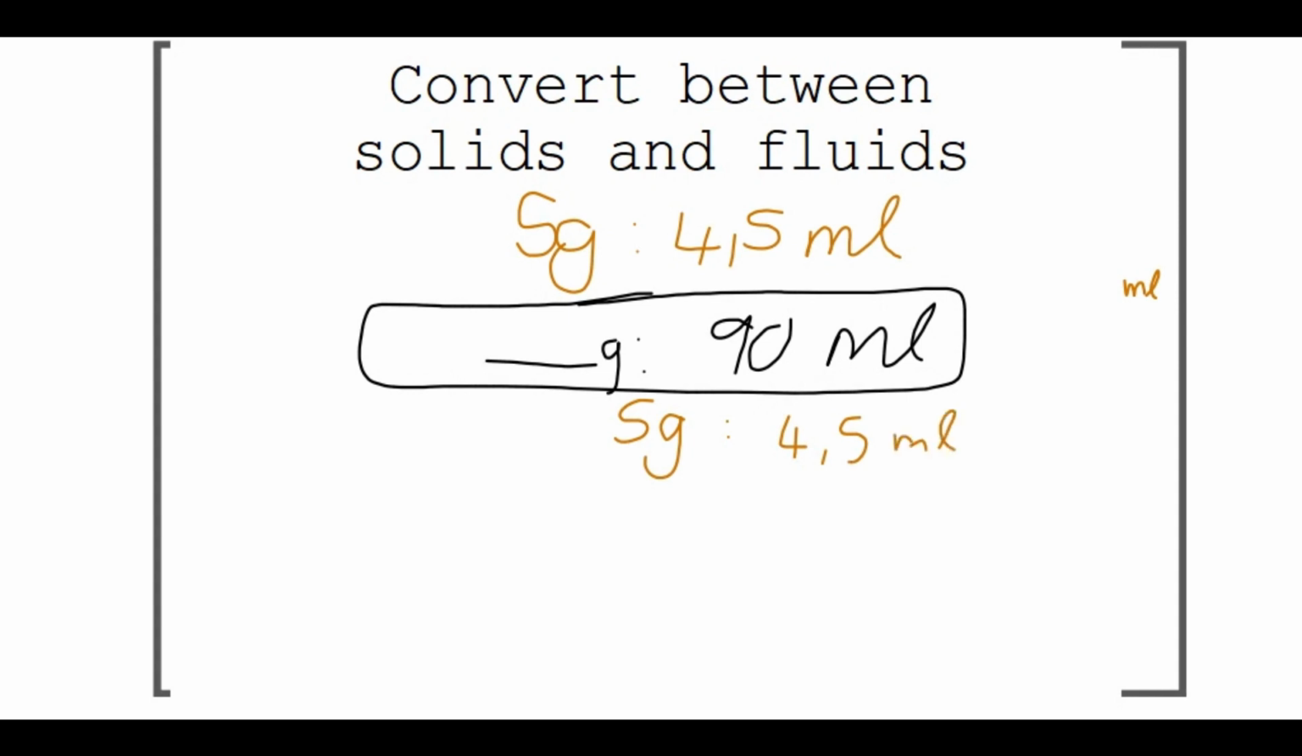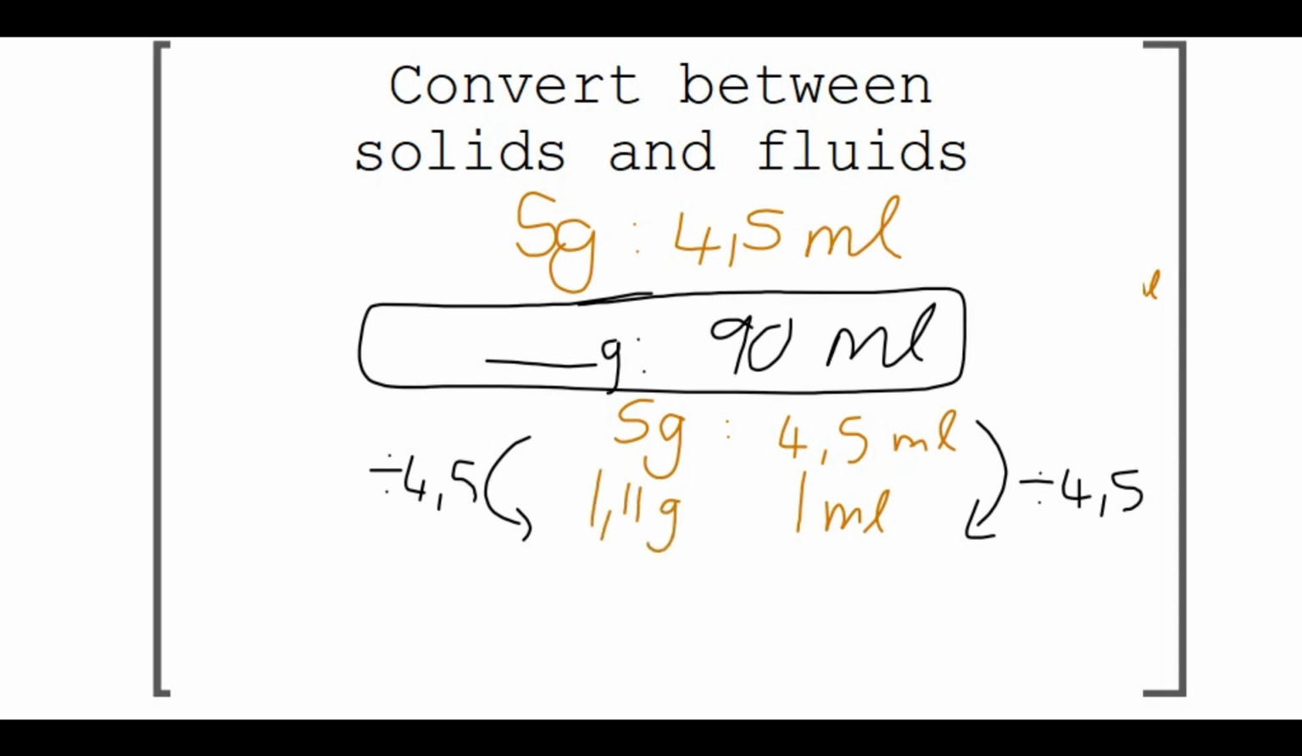Right. Since I'm working on the mole side, they want to know how much is 90 moles. So I first need to find out how much is 1 milliliter. How do you go from 4.5 to 1? I divide by itself. I divide by 4.5, which means on the other side I have to divide by 4.5. And 5 divided by 4.5, I'm just rounding it off, gives me 1.11 grams. I just rounded it off to 2 decimals.